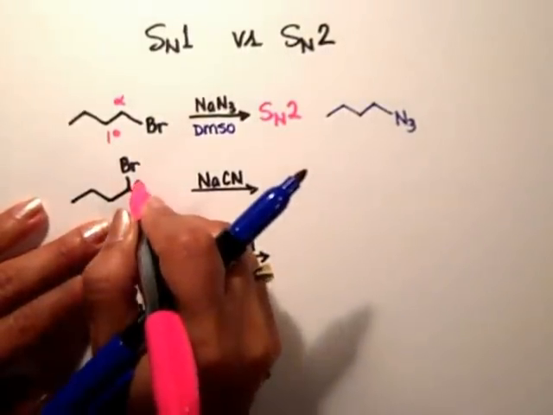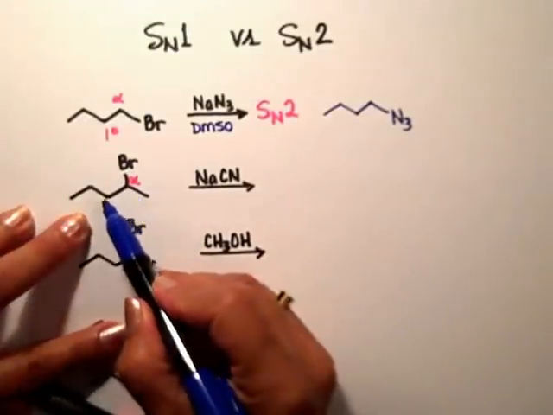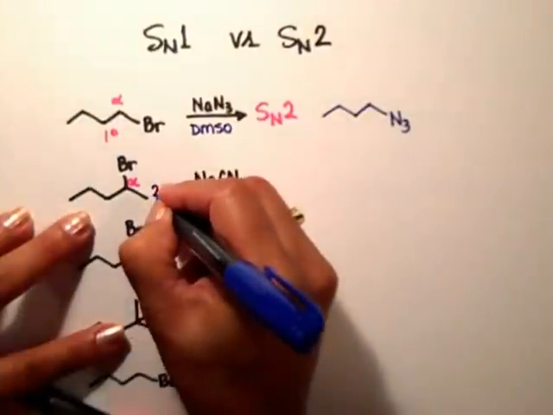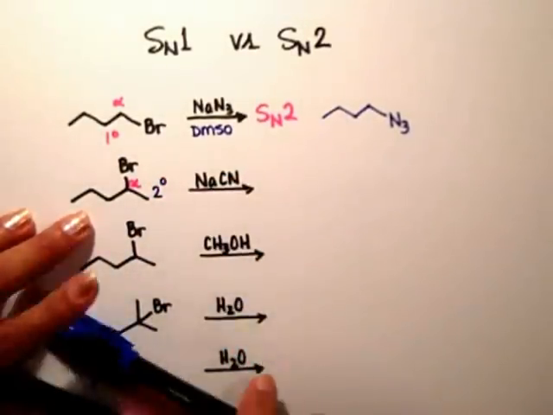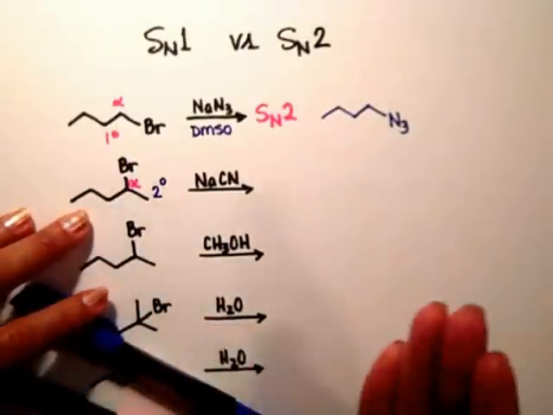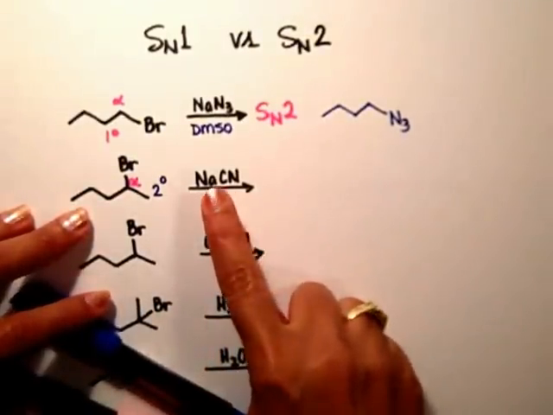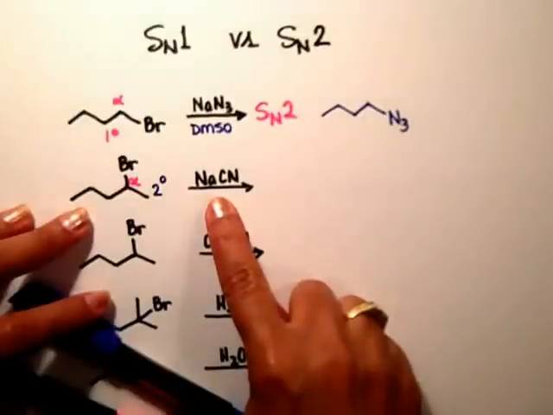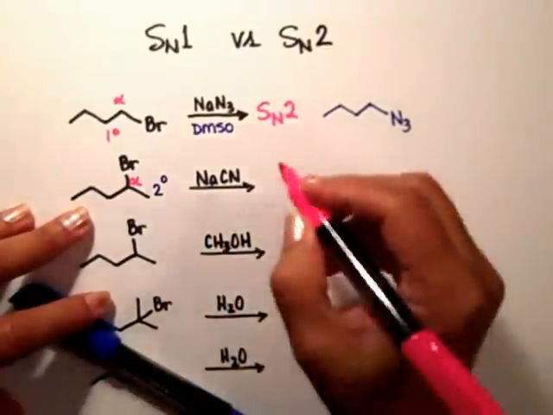All right, on to our second alkyl halide right here. This alpha carbon is secondary. Those are the ones that we have to watch out for because the secondaries can do the SN1 and the SN2. So we have to look at what kind of nucleophile we have. And we have cyanide. Is cyanide a strong or a weak nucleophile? It is a strong nucleophile.